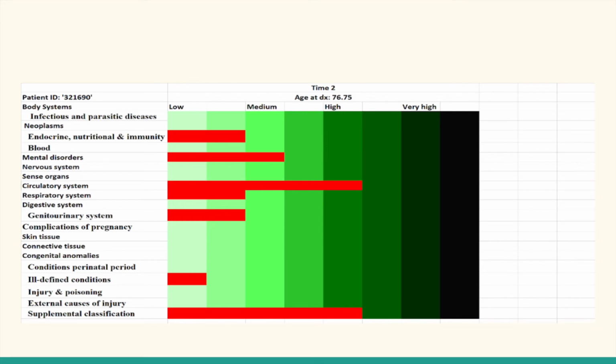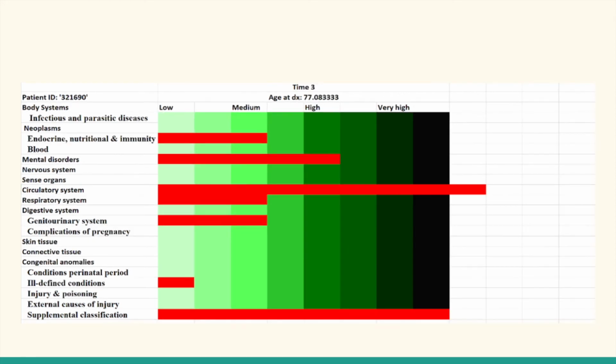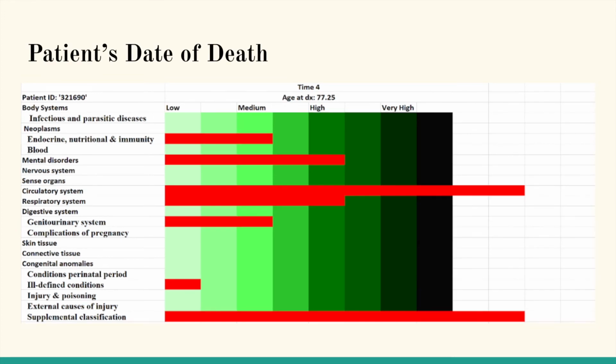At this age, the patient had 18 different diagnoses for the different body systems. The third age I found for this patient was 77.08, where you can see that the patient is diagnosed with more body systems and the progression keeps going on. 32 different diagnoses for the different body systems are recorded for this age in red. The final age I found for this patient was 77.25, which was the patient's age at death. 35 different diagnoses for the different body systems are recorded in red.